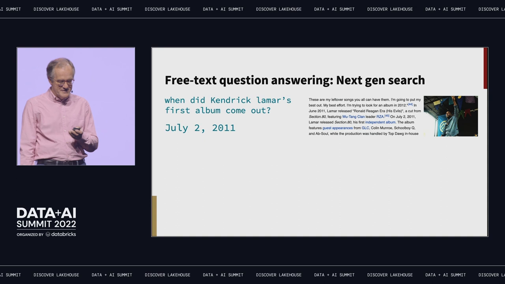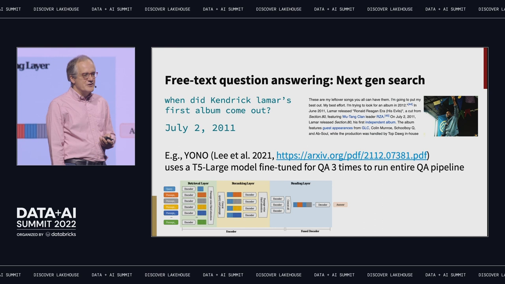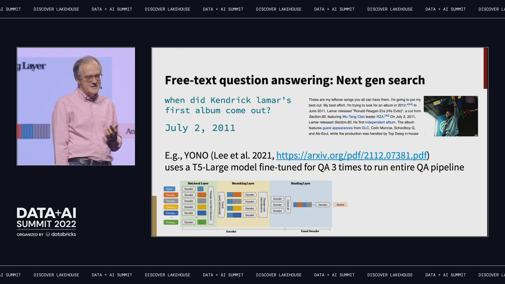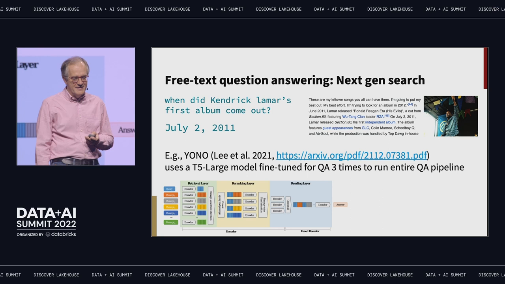There are many models for this. One I worked on recently was Yono, which uses a T5 large model fine-tuned for question answering 3 times. First to work out which documents to retrieve, then to re-rank those retrieved documents, and then finally to read them to find the answer to a question.